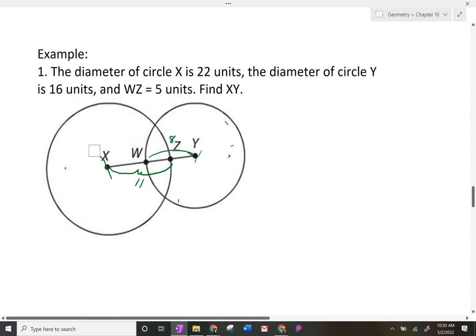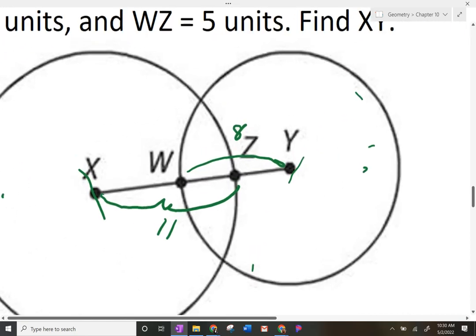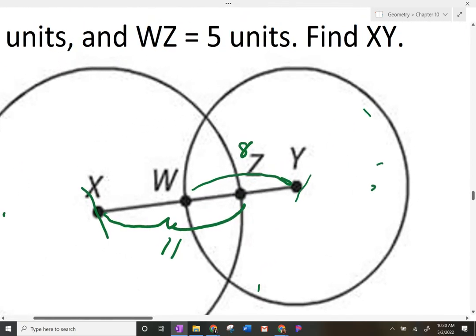You guys figured out the radius right away. So I'm going to zoom in on this. It said the distance for WZ is 5 units. I've got all this information. It wants me to figure out the total distance between this point and this point. Based on this information, this distance is 11, this distance is 8, and this little spot between here and here is 5. How could we figure out the distance between here and here?